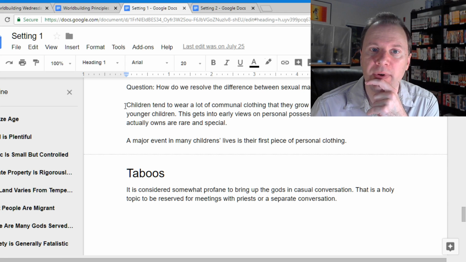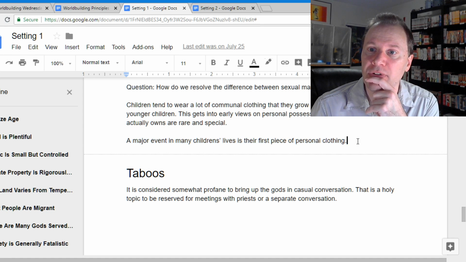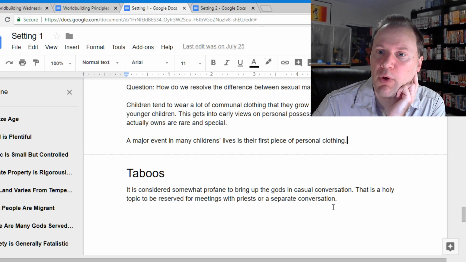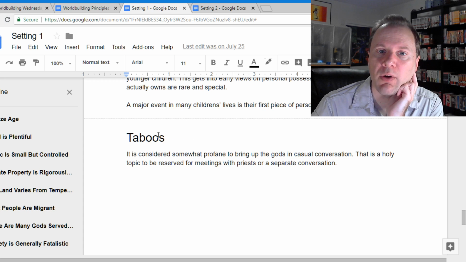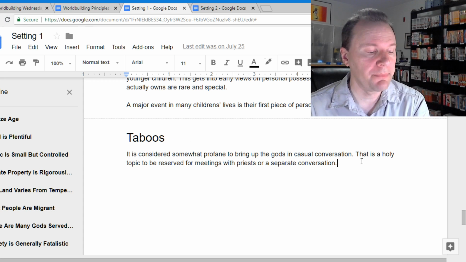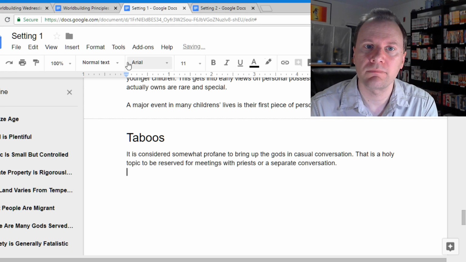Communal clothing. So here we go. Children wear a lot of communal clothing they grow out of, pass on to younger children. Leave these in personal possession. The clothes that a child actually owns are rare and special. Interesting. A major event in many children's lives is their first piece of personal clothing. So that implies certainly there's some clothing involved there. So we already have our taboo that you don't bring up the gods in casual conversation. Taboos will just evolve over time. So let's talk a bit about clothing.